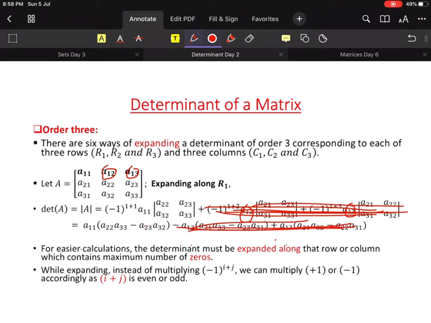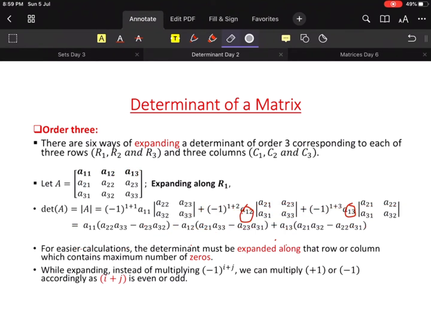So the calculation becomes so easy. We just need to find the value for A11, that is the first element. I don't need to find the other two terms, because we already know they are 0. Understood? Clear? So what was the reason to expand along the row or column which has the maximum number of zeros?